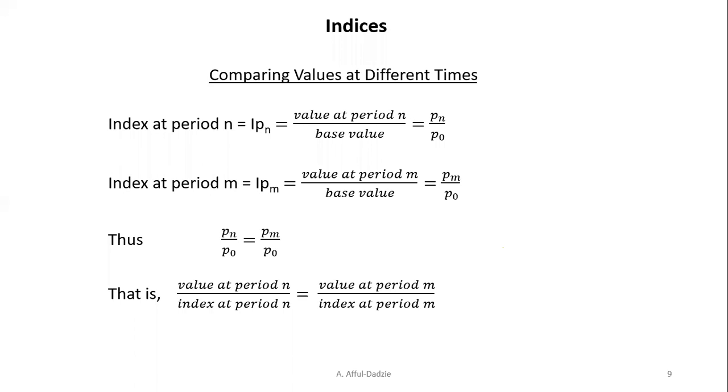And in that case, based on certain assumptions, we should be able to do our comparison. So let's think about something here. Suppose I have this expression, IPN equals PN over PO. Now, PN is the value at period N, and PO is the base value. Now, if I have PM, let's assume PM is another, so PM over P naught. Now, think about this. It is feasible to make these comparisons because the base period is the same.